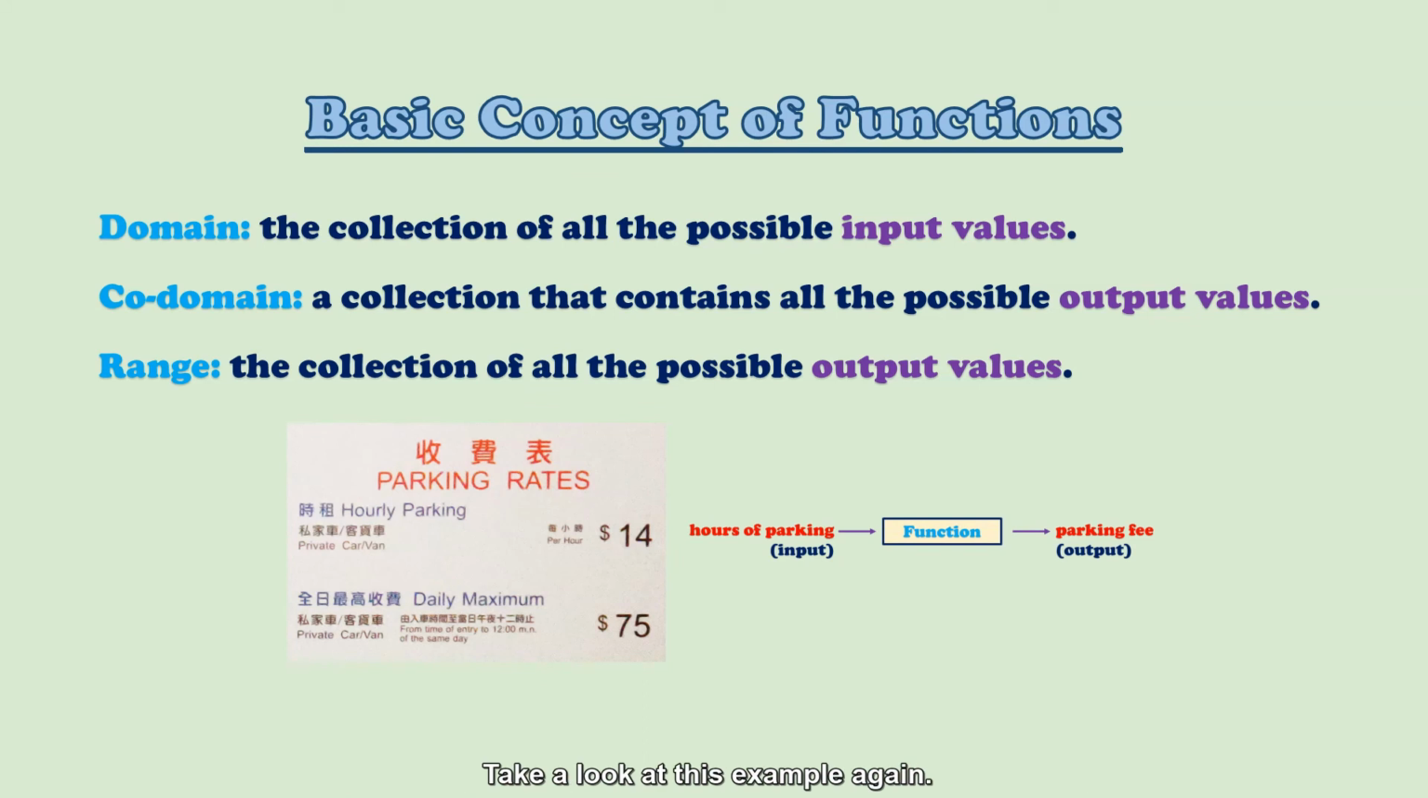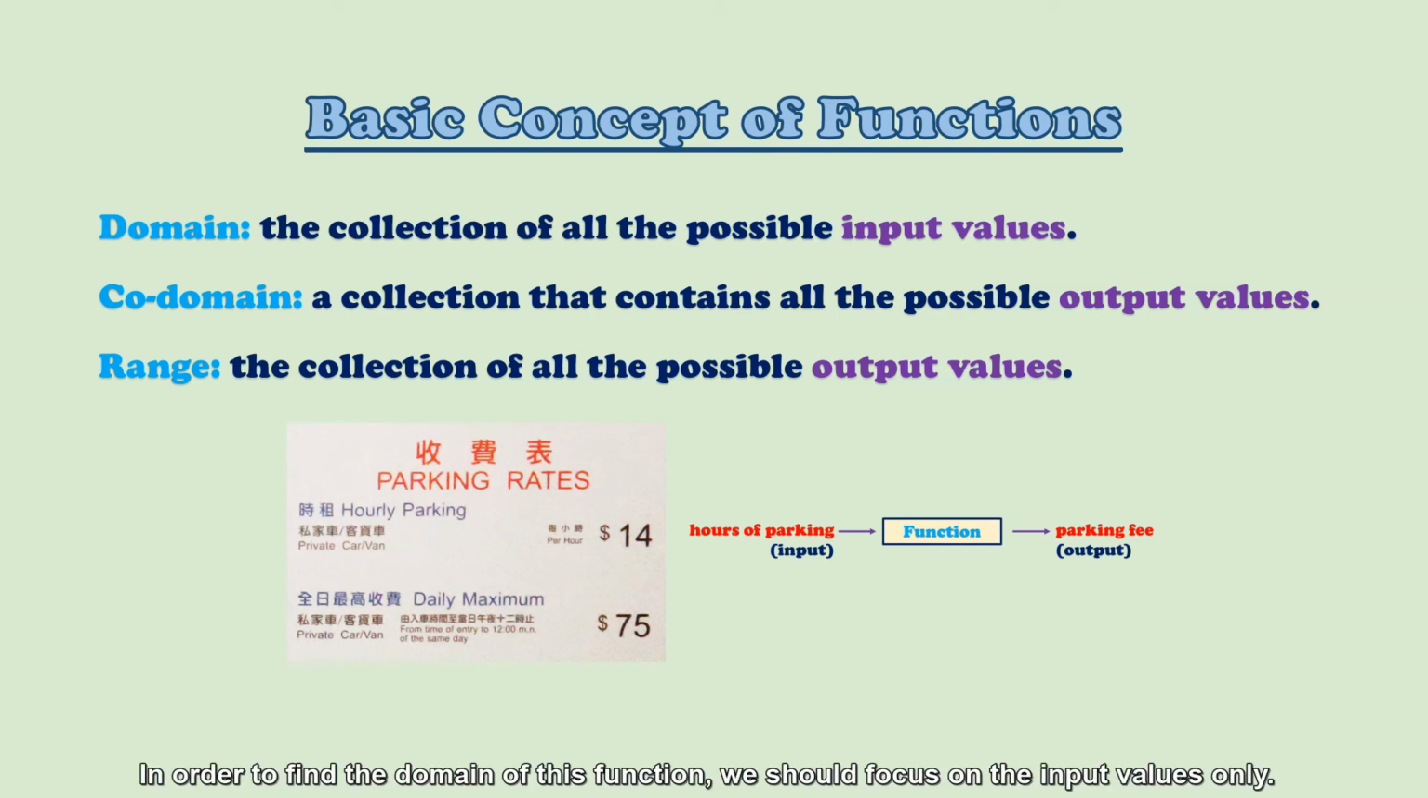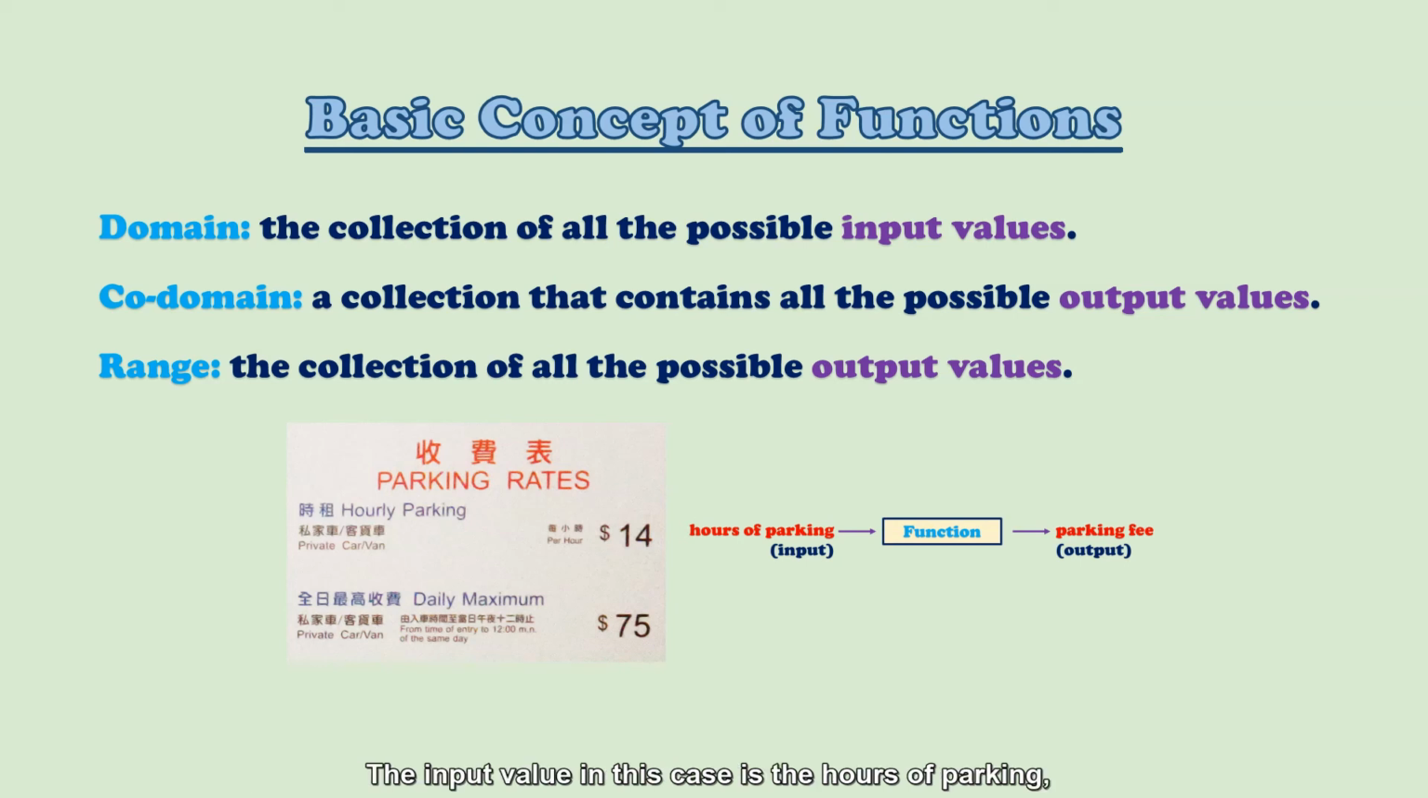Take a look at this example again. In order to find the domain of this function, we should focus on the input values only. The input value in this case is the hours of parking, and we should know that these hours should be integers because when we need to calculate the parking fees, the time of parking should be rounded up to the nearest integer. Basically, we cannot have decimal numbers for the number of hours when we're calculating the parking fees.